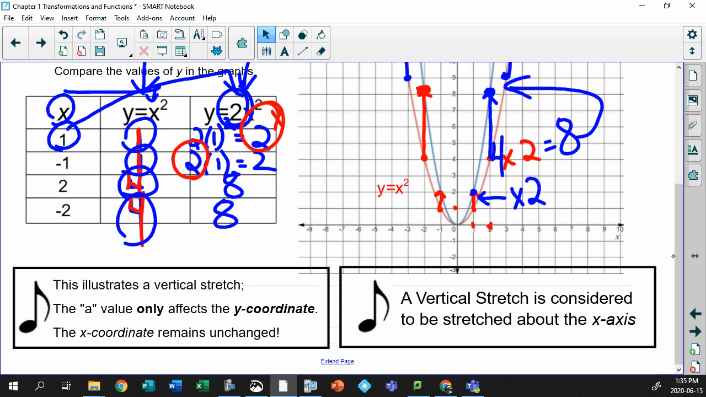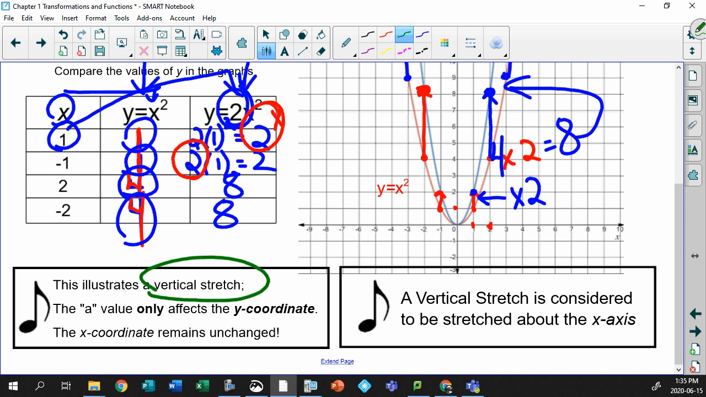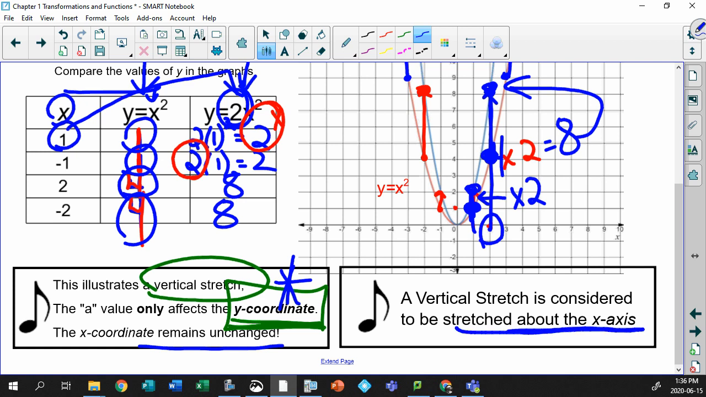Fascinating. Okay, so this illustrates our vertical stretch, and we notice that the a value only affects the y coordinate, because if you look back on this, the x value did not change. There's our original, there's our stretch. Look, this x value, there's our original, there's our stretch. The x value has not changed. So the x value remains unchanged, stretch the y. So vertical stretch then is considered a stretch about the x-axis.